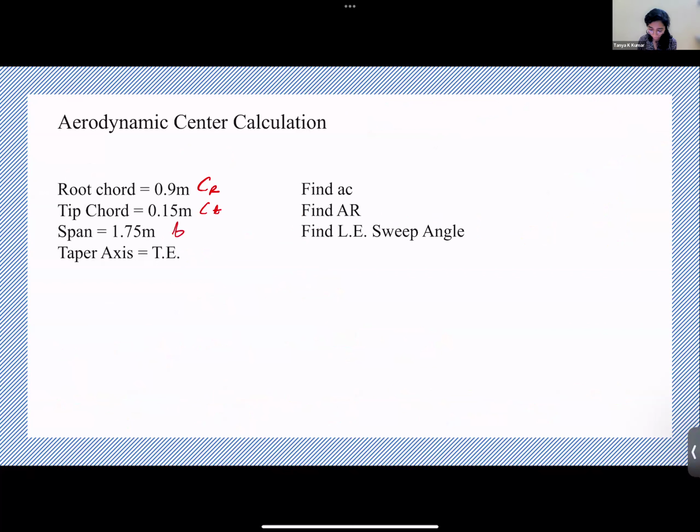Span is 1.75 meters. Taper axis is the trailing edge. You need to find out AC, aspect ratio, and leading edge sweep angle. So what would the shape of this wing be? This is your root chord, and it says it's tapering about the trailing edge, so it needs to come down. So it will be a sweep back, right?